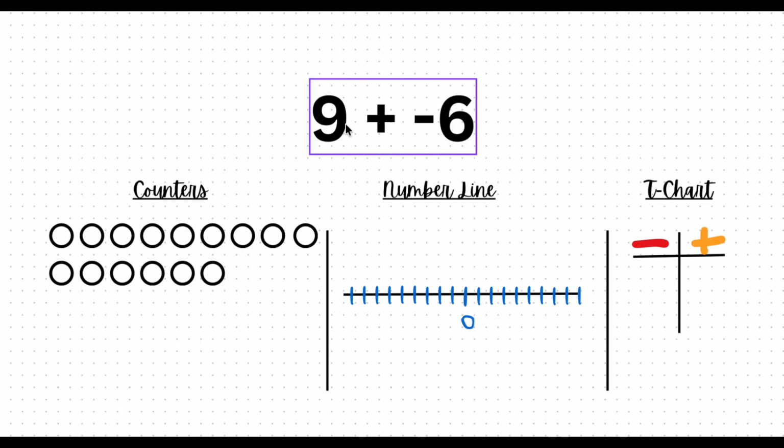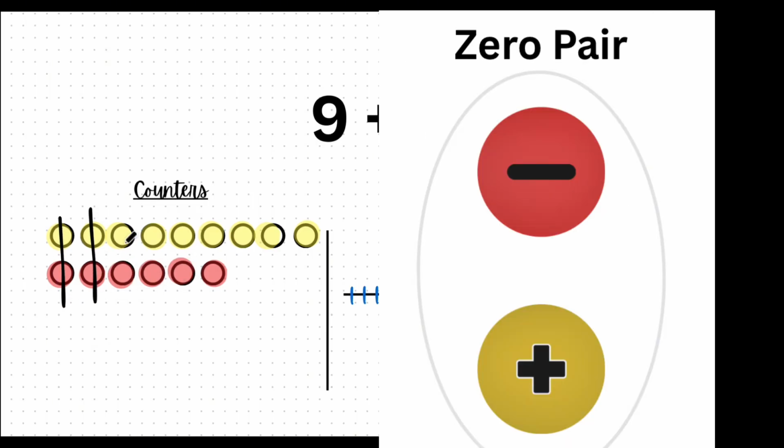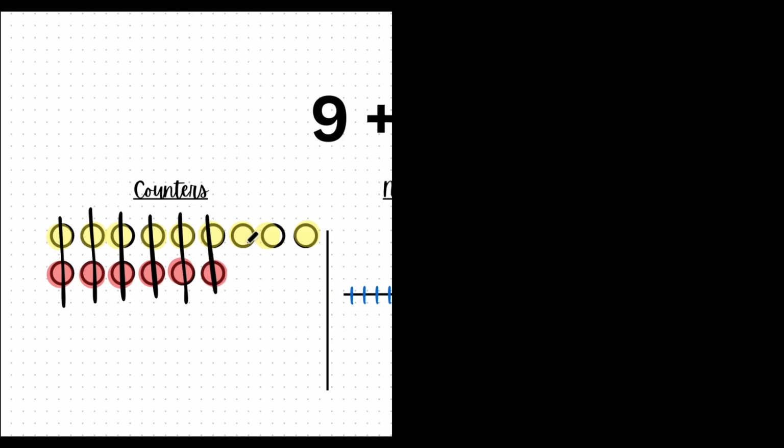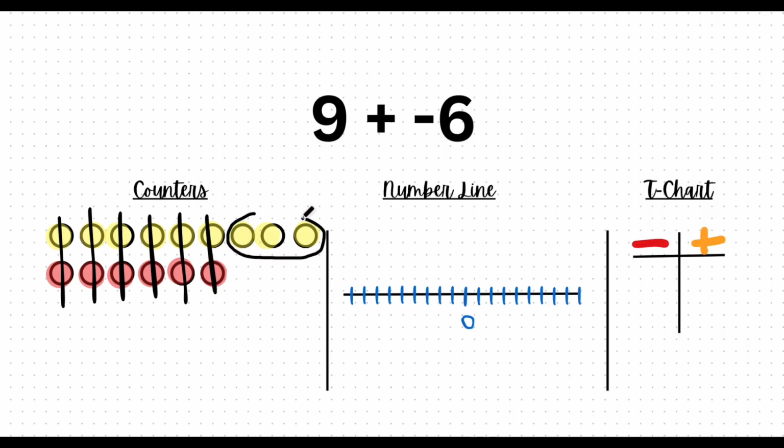So our first problem is +9 plus a -6. We have 9 counters at the top and 6 counters at the bottom. We're going to color in our positive counters yellow and our negative counters red. After that, we're going to mark out our zero pairs, which we're going to end up having 6 zero pairs, and then circle what's left over, which is going to be +3.